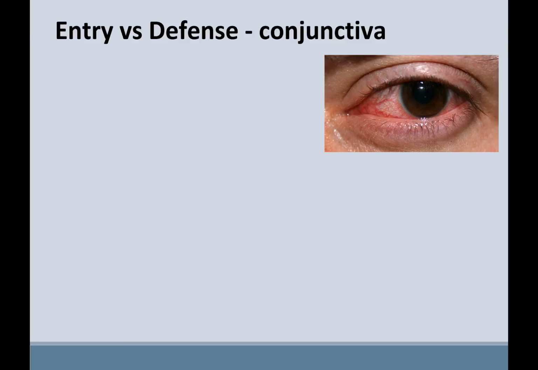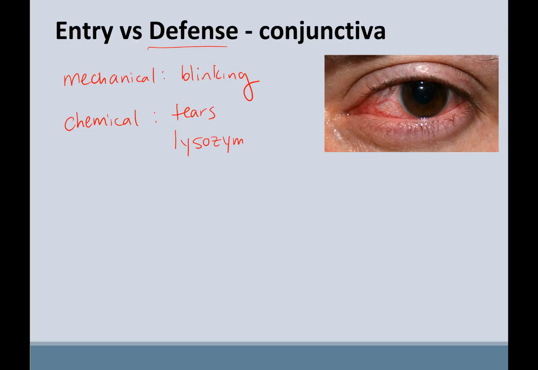Okay, here's our eye, so please don't itch your eye. You have several defense mechanisms in your eye. So you have mechanical defense mechanisms, which is blinking. So it's actually very important to blink. It constantly is washing off the outside of your eye, pushing things out. You have chemical defense mechanisms, which are your tears. And your tears produce an enzyme called lysozyme, which is actually a very potent antibacterial.